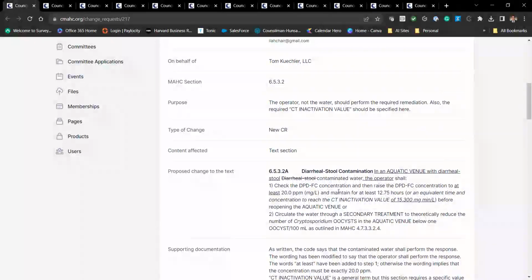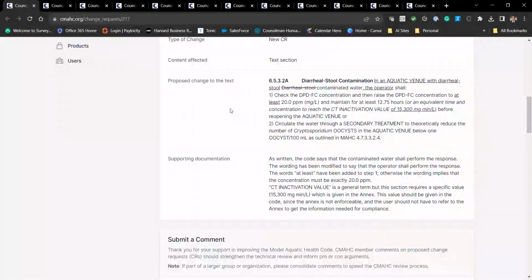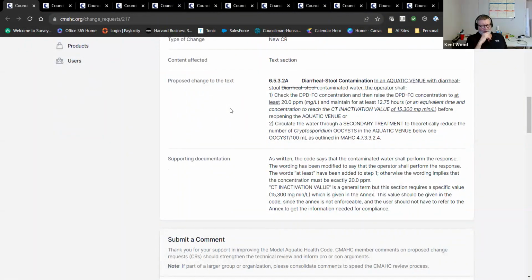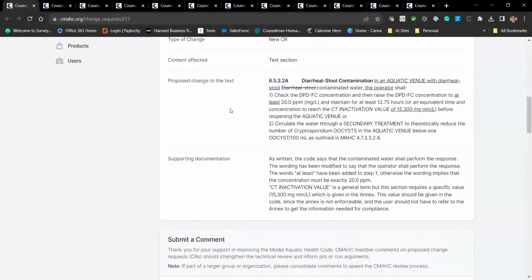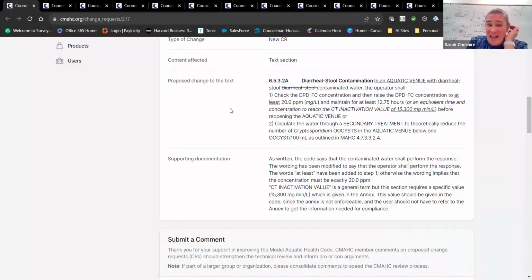Necessary? I mean, maybe it is, but diarrheal stool contaminated water, to me, that sounds like the same thing as aquatic venue with diarrheal stool water. Well, it also defines the CT inactivation value. I like having the CT inactivation value there. I also like that it gives it a voice of who's going to be doing this. So the operator shall, I do like the active voice there.